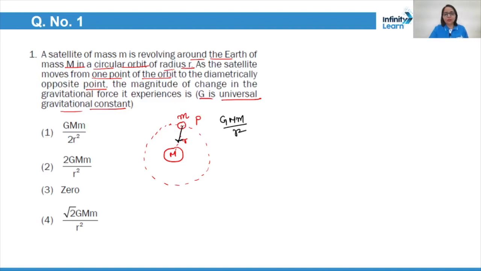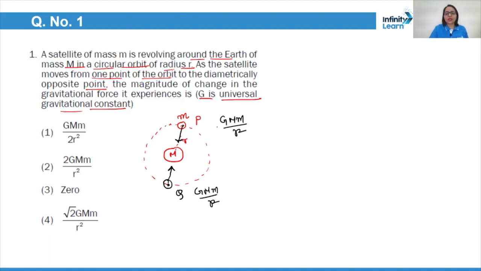Now, when satellite moves from this position to just the diametrically opposite point Q, then the magnitude of gravitational force will remain same, but direction will change. Okay, directions are exactly opposite. Why? Because at this point satellite was here, at this point satellite is here, and gravitational force is always directed towards the center of the earth, right? In this particular case. So direction will change, direction is exactly opposite.